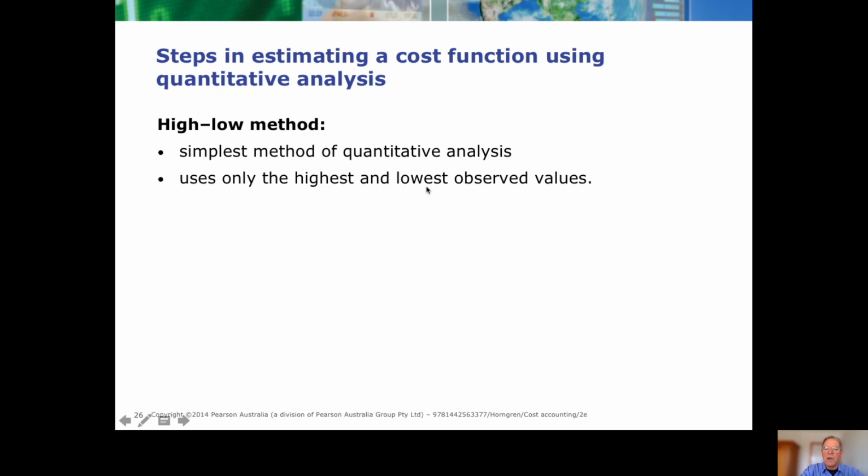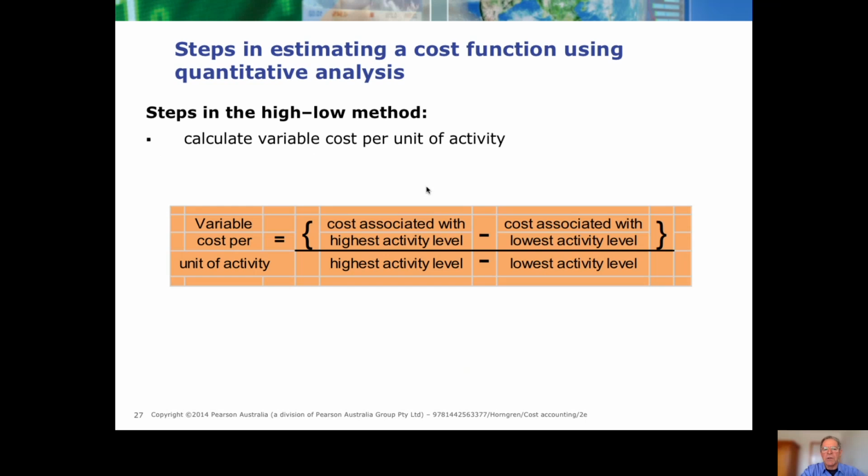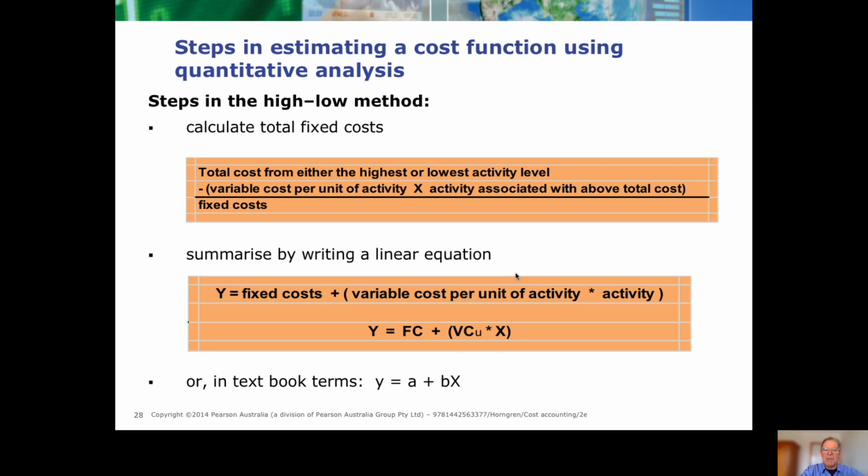So high-low just grabs the highest level of activity and the lowest level of activity. Only need 2 dots to draw a line. So they picked those and hoped that all the other dots sort of fall in place. What we do then is get the change in dollars between the high level and the low level, over the change in activity between the high and the low level. More of that when we get some data in a minute.